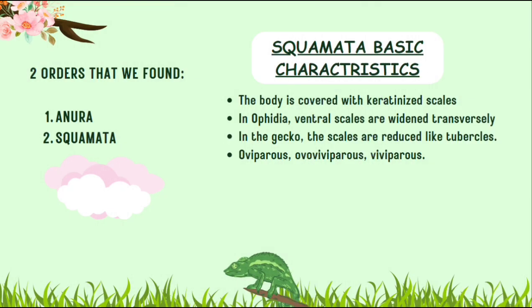The 2 orders that we found are Anura and Squamata. Squamata basic characteristics: the body has keratinized scales. In Ophidia, the ventral scales are widened cross-sectionally. In the gecko, the scales are reduced like tubercles. The animal is oviparous and viviparous.